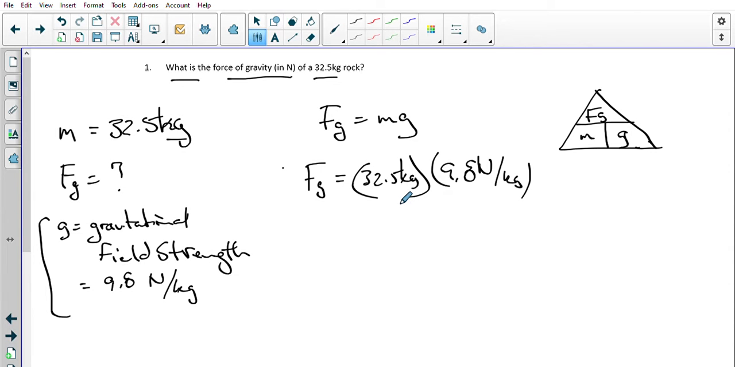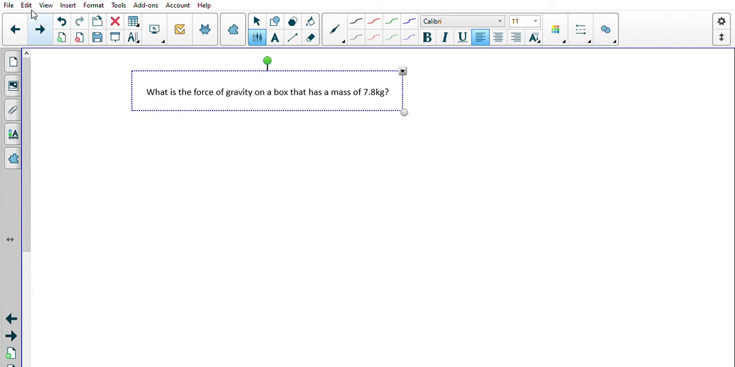32.5 times 9.8 on my Casio FX260 Solar gives me a negative number. I did something wrong. 32.5 times 9.8 equals, there we go. So the force of gravity is equal to 319 newtons. There you go. Now, you might have said 318. I've got 319, maybe even 320. The point here is when it comes to marking a test, I'm always expecting there will be some variation in the calculations because there are certain assumptions that are made as we go along.